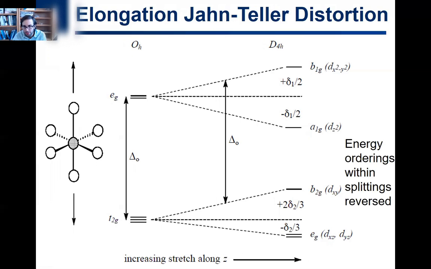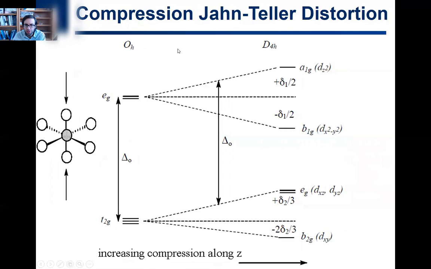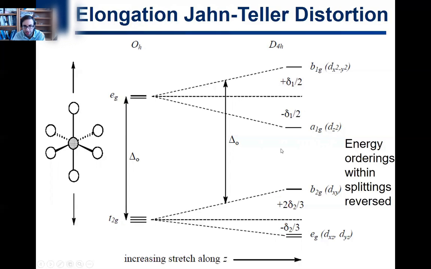Elongation is the exact opposite, okay? So now the dz squared goes down because you pulled the ligands further away, still D4h symmetry, but you pulled the ligands further away. And the x squared minus y squared are the ones that are going to go up to compensate for that. And again, the exact opposite here, the ones with a z in their name, dxz, dyz, those are pointing towards ligands, so those are going to go down as the ligands get elongated, and the xy is going to go up to compensate that. So elongation versus compression, same idea, we just reverse the order in these pairs, okay?